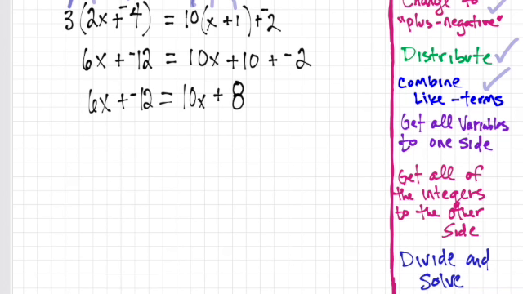Now we get all the variables to one side. Like I've said before, I generally like to move the smaller of the two variables. So let's move this 6x to the right-hand side. So the way we're going to do that is we're going to subtract 6x on both sides. So 6x minus 6x cancels out, leaves us with negative 12 on the left-hand side. And that equals 10x minus 6x leaves us with 4x plus 8.